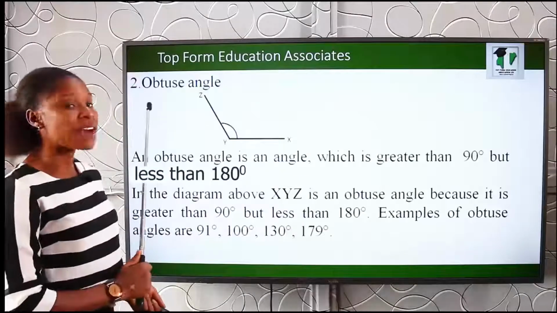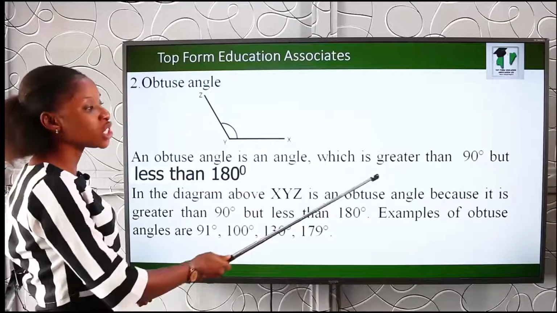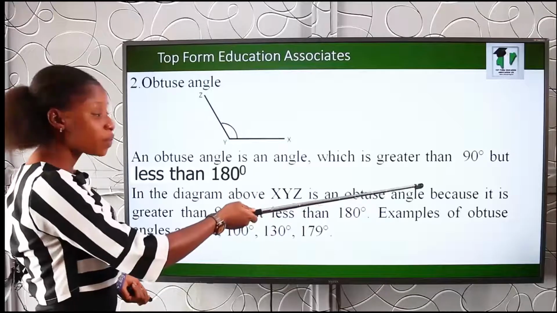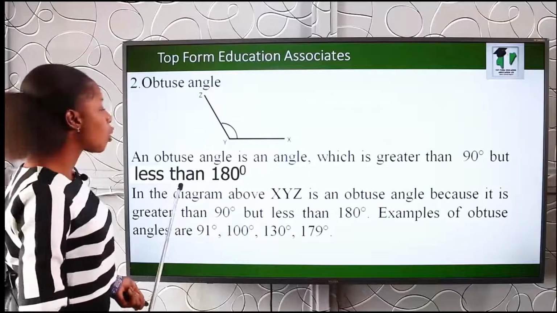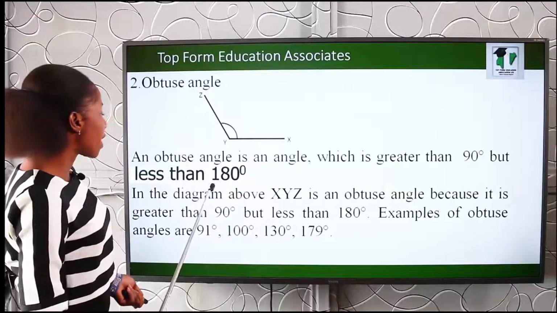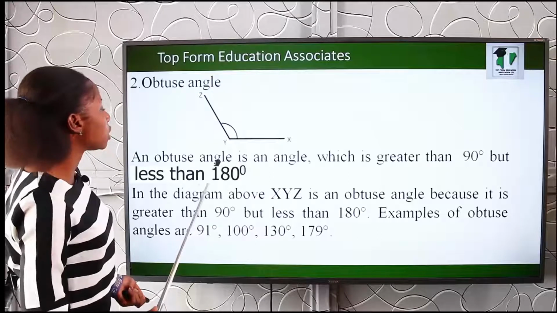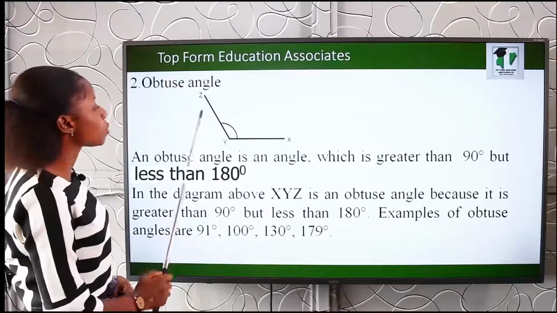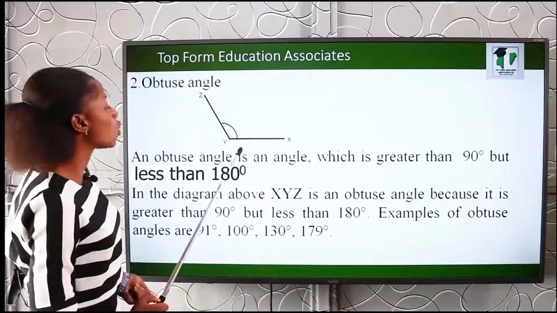Now, number 2, we have obtuse angle. An obtuse angle is an angle which is greater than 90. Pay attention, it is greater than 90, but it's less than 180. It is not more than 180, it is actually less than 180. Now, this is an obtuse angle, an angle which is greater than 90 but less than 180.